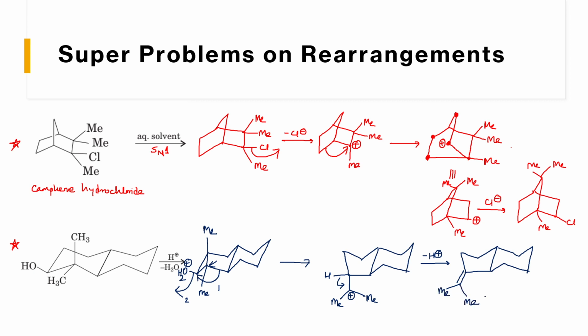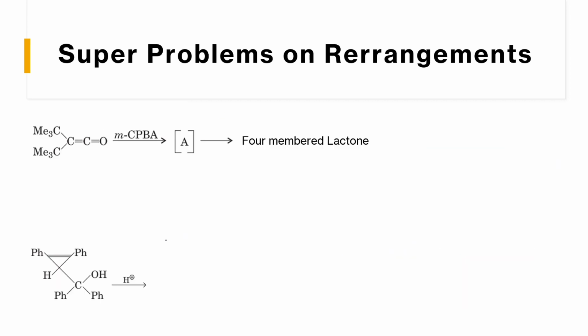You'll get this. So both reactions, these are migration to an electron deficient carbon atom. Okay, let's move on to the next set of problems. What you see over here is a ketene, and this is a peroxy acid.